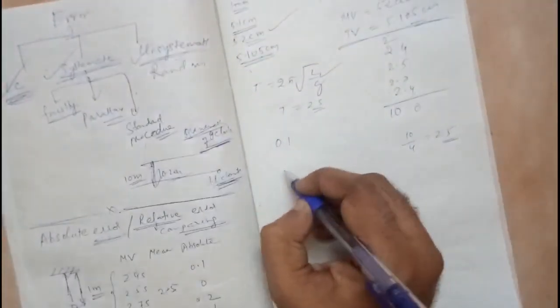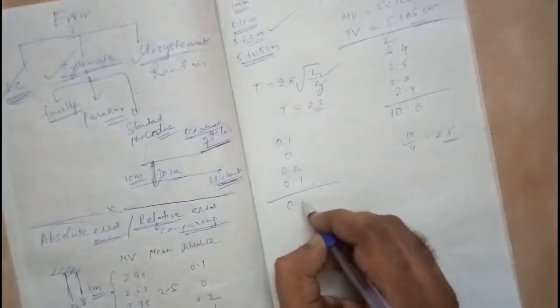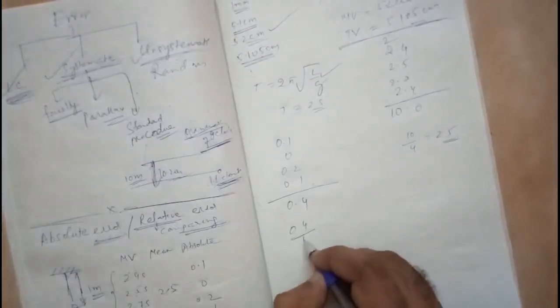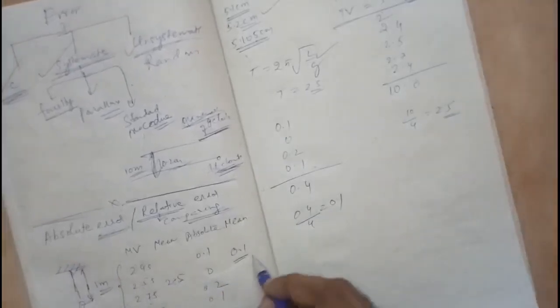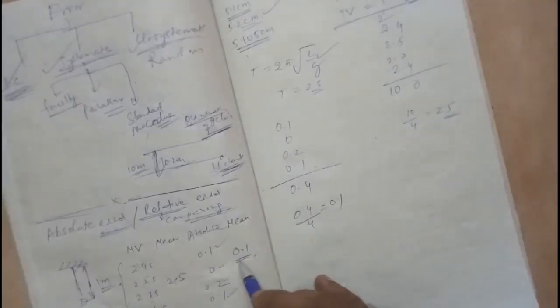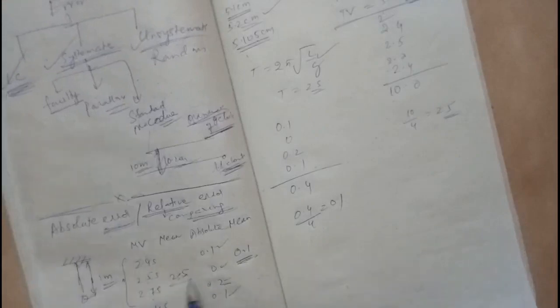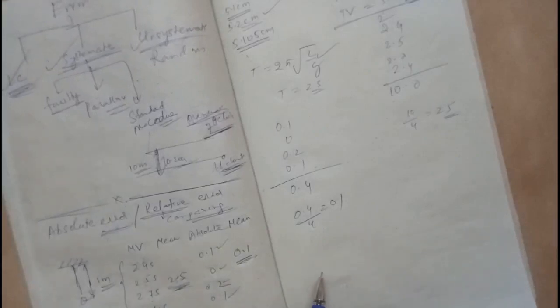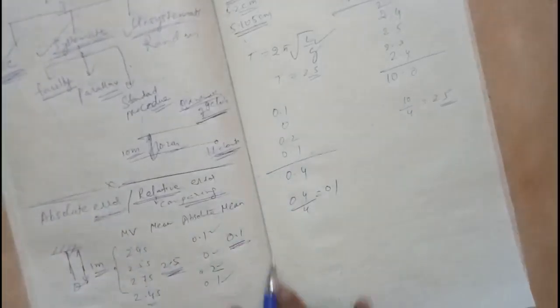It will be 0.1, 0, 0.2, 0.1. The total will be 0.4. 0.4 by 4 will be 0.1. Okay, so what is the mean error here? It is 0.1. So these are the absolute errors. The mean error I got as 0.1 because I have taken 2.5 as the mean value. Okay, so you understood how to calculate absolute errors.